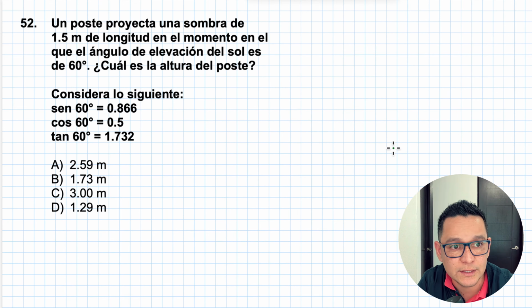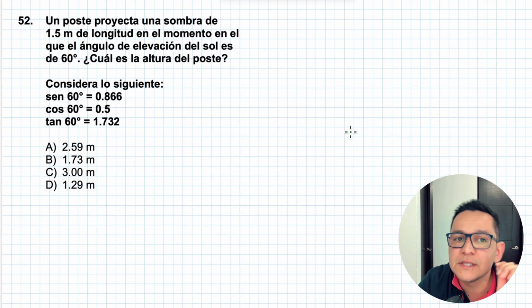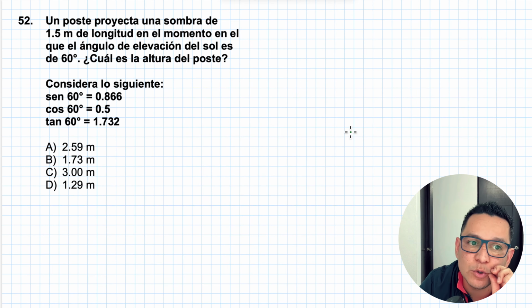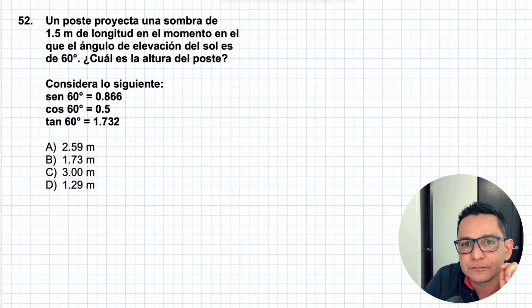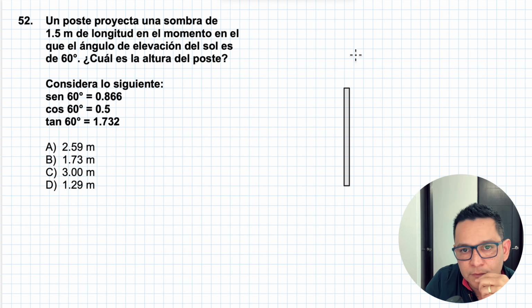Exercise 52, which says, a pole casts a shadow 1.5 meters long at the moment when the angle of elevation of the sun is 60 degrees. What is the height of the pole? All right, let's draw the pole. I'll put it over here. There's the pole. And now it's telling you that the pole casts a shadow of 1.5 meters.